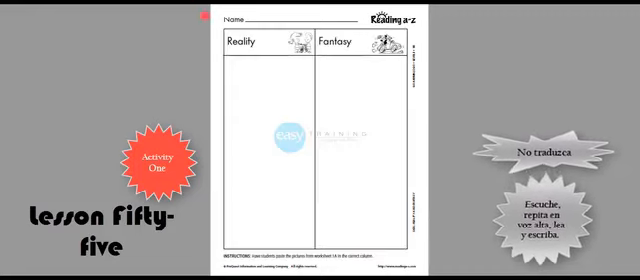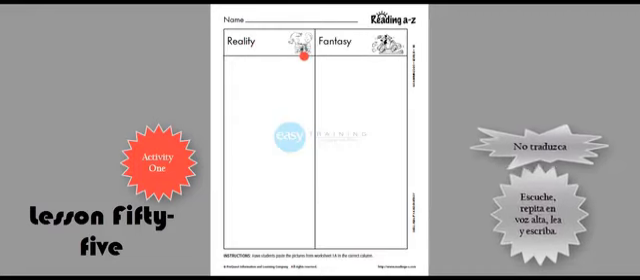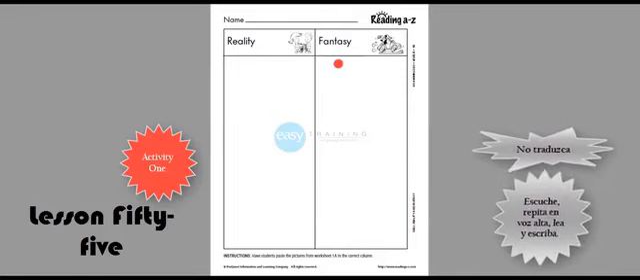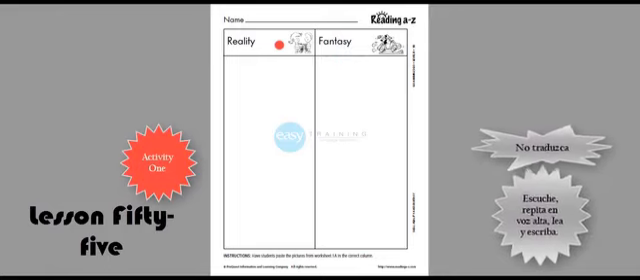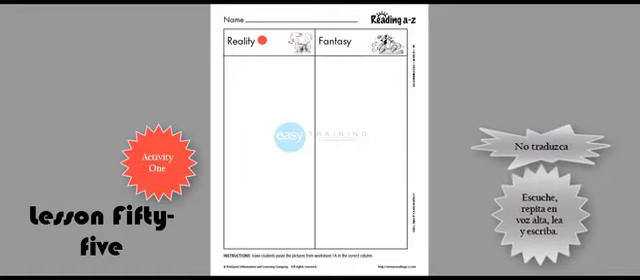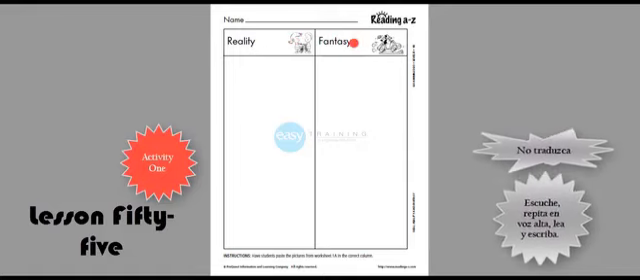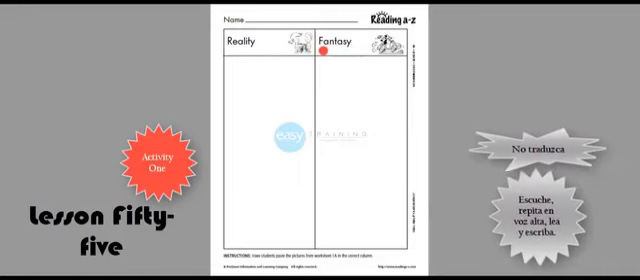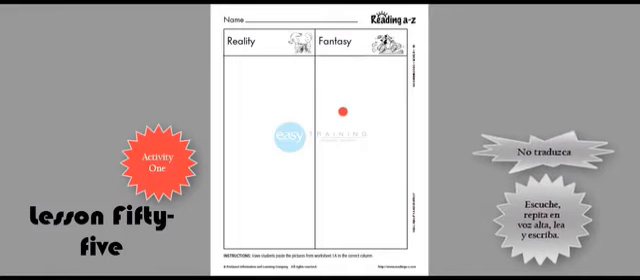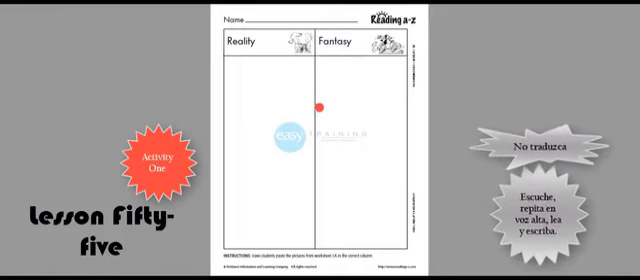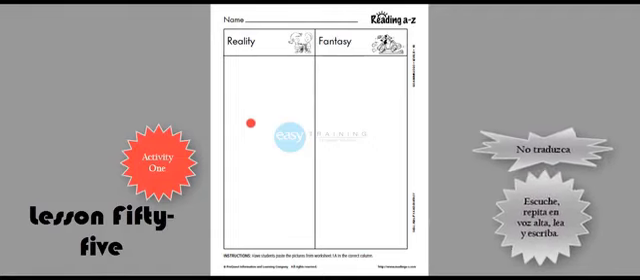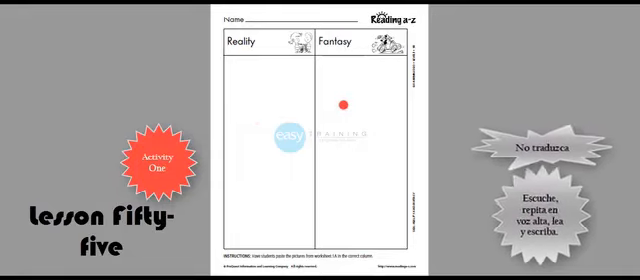And in worksheet number 2, we have something like a table or a chart with 2 columns and 2 headings. One heading reading reality and the other reading fantasy. Under these headings, we are going to paste pictures that show something that is real here, and pictures showing something that is a fantasy or unreal under this heading.